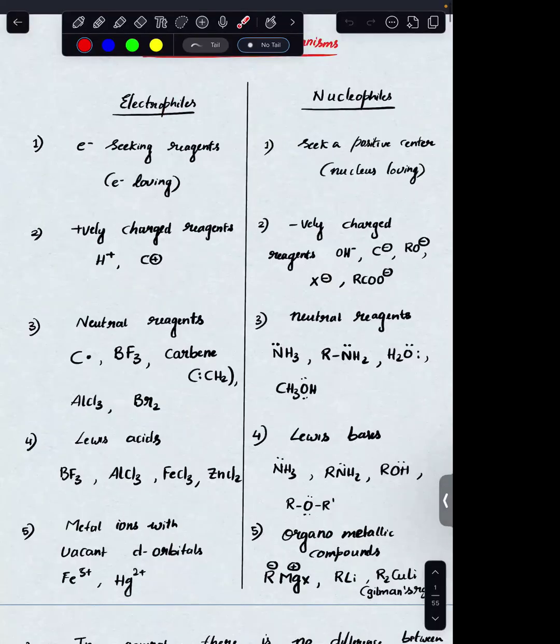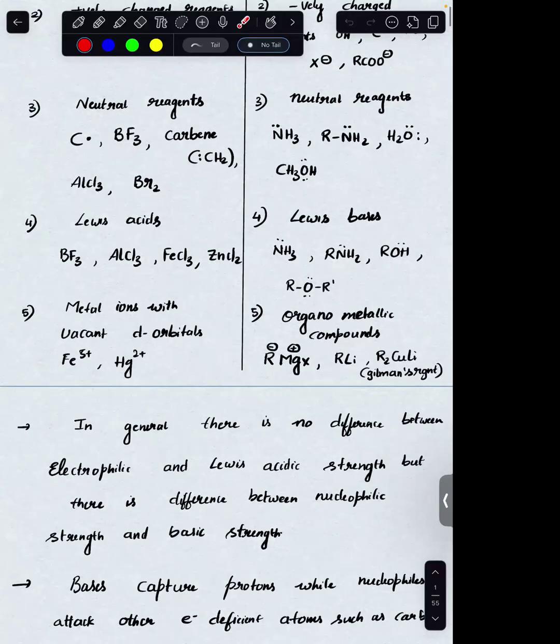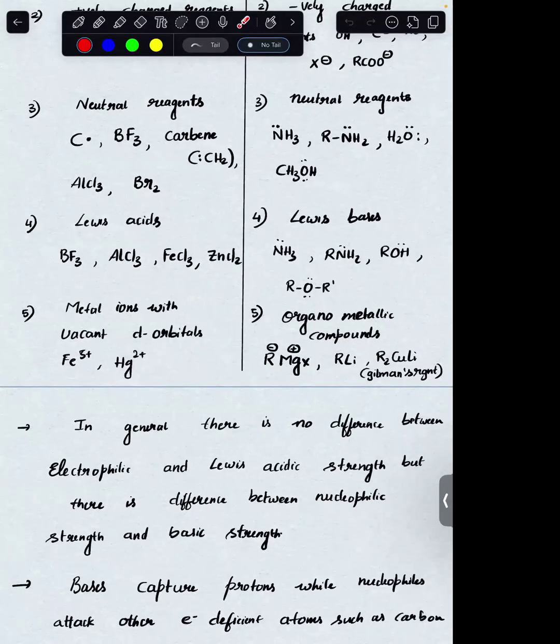Yes. Then I have written one point here. Very important. In general, there is no difference between electrophilic and Lewis acidic strength. Electrophilic strength and Lewis acidic strength. What do I mean by that? If you try to do the comparison of Lewis acidic strength of different compounds, what is meant by Lewis acid? One which accepts the lone pair of electrons. So the one which has the highest tendency to accept the lone pair of electrons will be a stronger Lewis acid, right? That will also become the stronger electrophile as well. So in general, whenever you make the comparison of Lewis acidic strength and electrophilic strength, there won't be any difference.